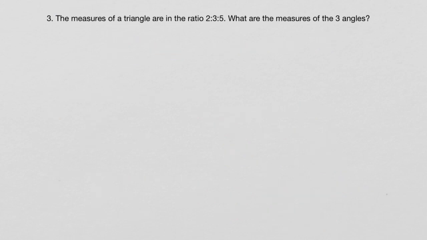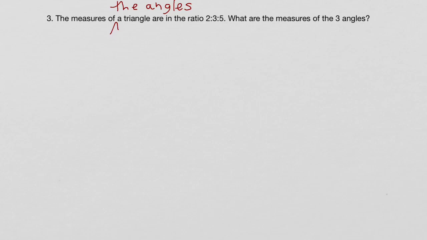Okay, this problem requires a little bit more thought. It says the measures of, I should have written, the measures of the angles of a triangle. The measures of, let's write that in, the measures of the angles of a triangle are in the ratio 2 to 3 to 5. What are the measures of the three angles?